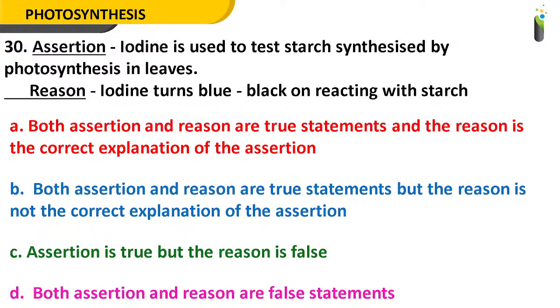The correct answer for this question is A. Iodine is used to test the starch synthesized by photosynthesis in the leaves because it acts as a kind of indicator. It turns blue-black on reacting with starch. Hence, both assertion and reason are true statements, and the reason is the correct explanation of the assertion.